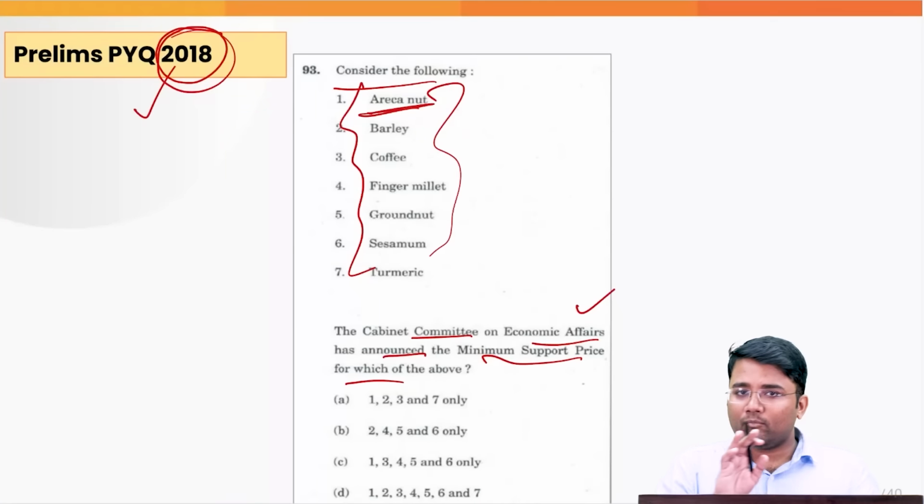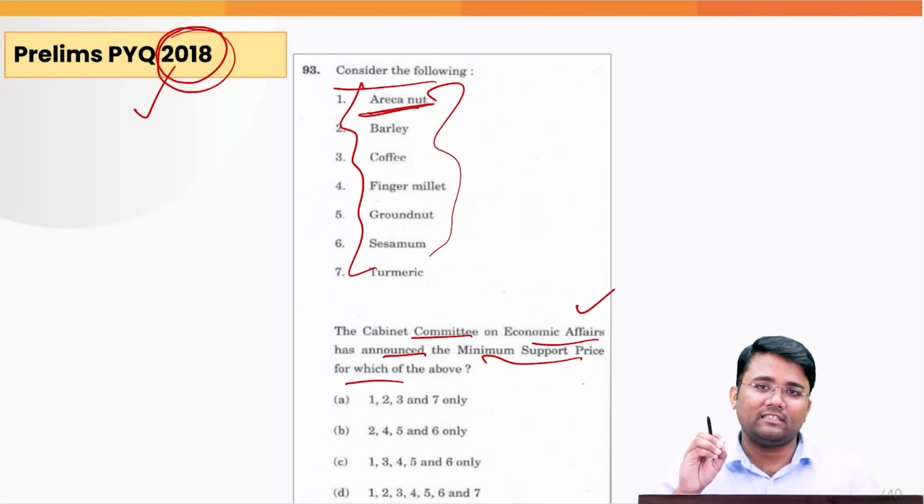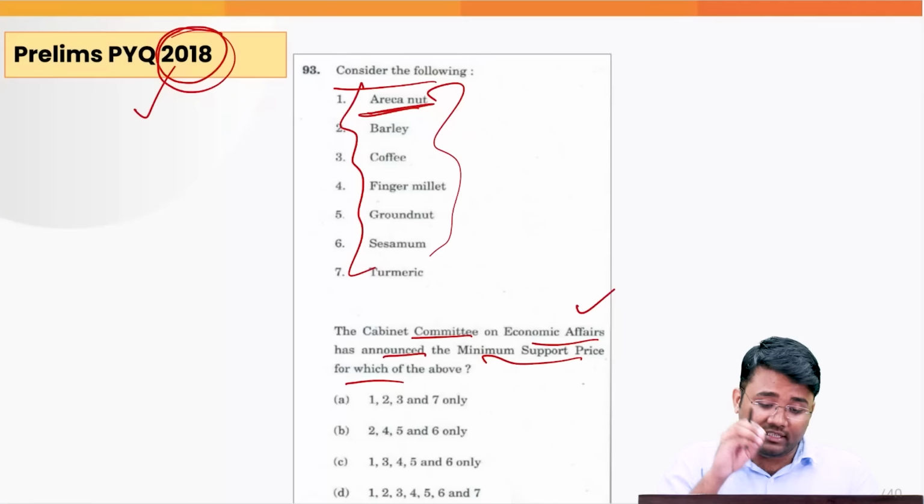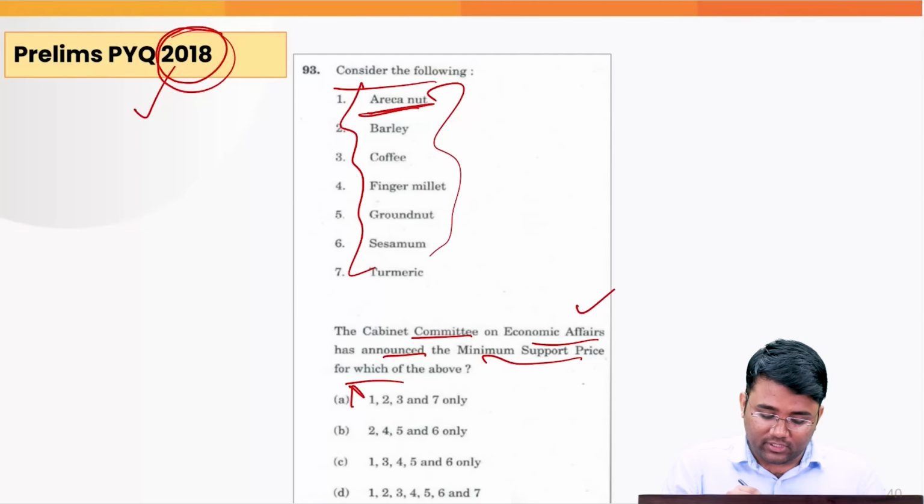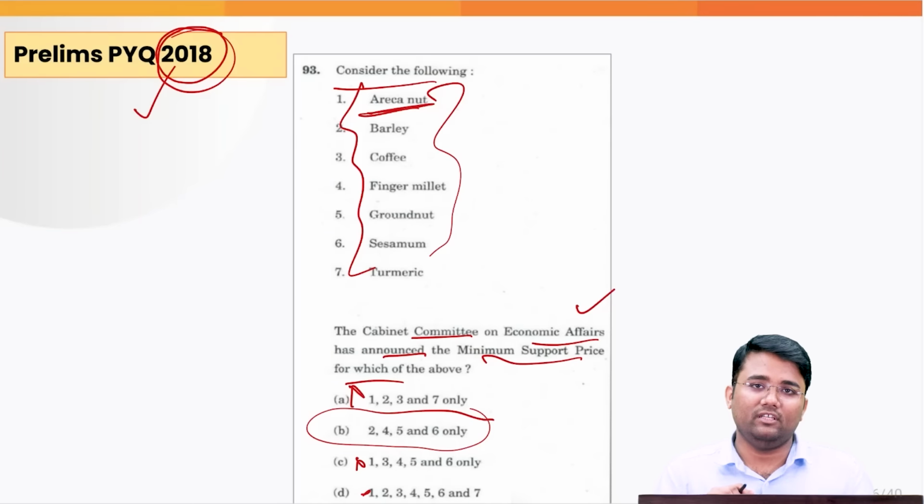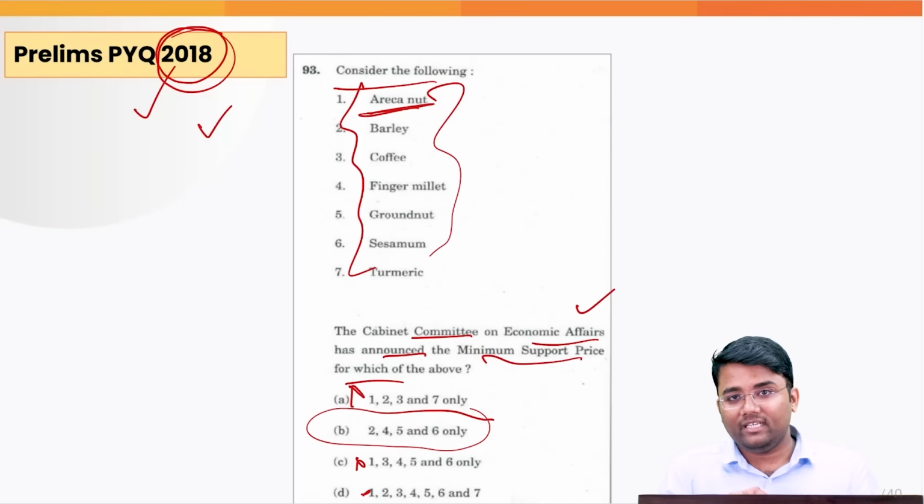Okay, for areca nut we do not give MSP, and you haven't even heard of this, so there should not be any confusion in this regard that there is an MSP on the areca nut. Just eliminate option 1 and you can come to your answer, that is option B, 2, 4, 5, 6 only. Similarly, you see, this question was asked in year 2018.